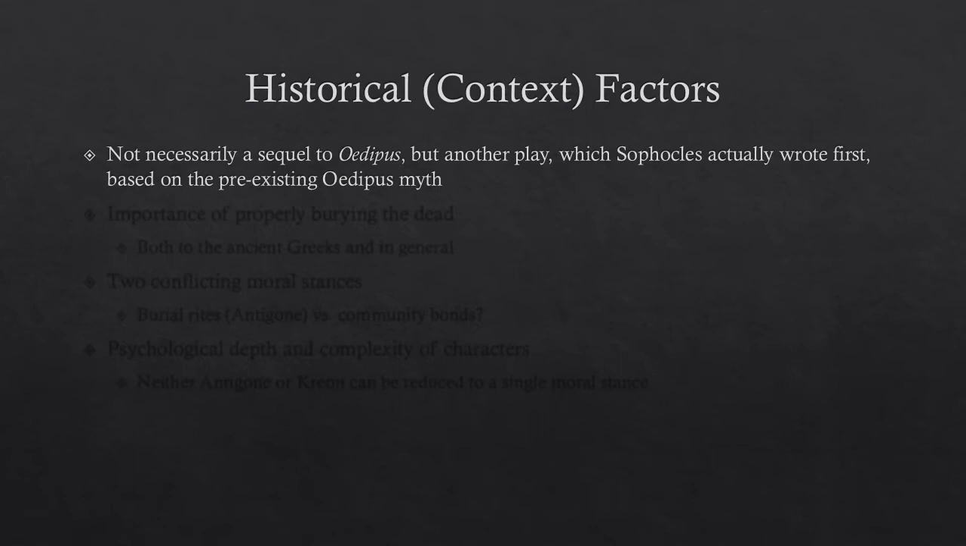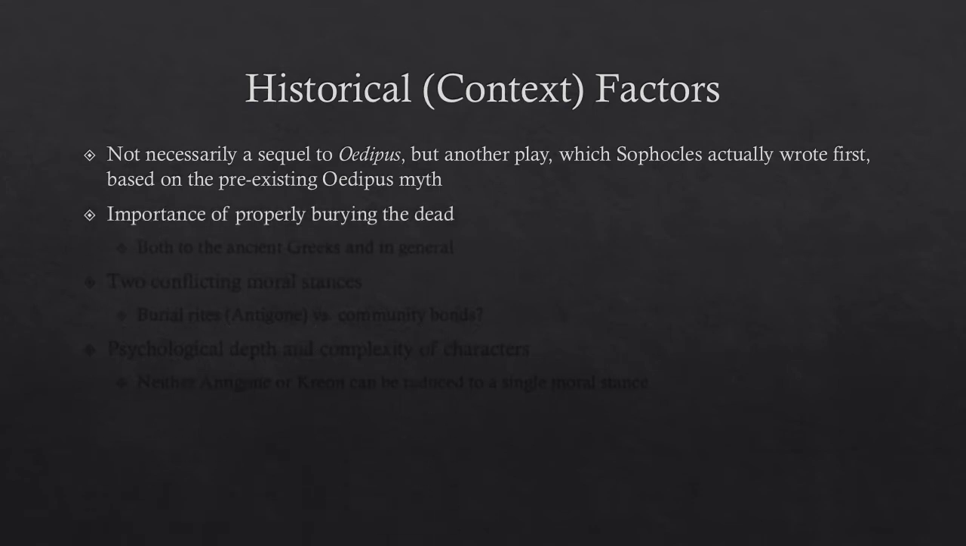But like I said, because Sophocles based both of these plays on pre-existing mythology, much like Homer based his epic poems on pre-existing mythology about the Trojan War, the general story of Oedipus was already known. And so even though it is a sequel, he actually wrote it first and then later on wrote Oedipus. But of course, we're looking at them in this order so that the narrative just makes sense.